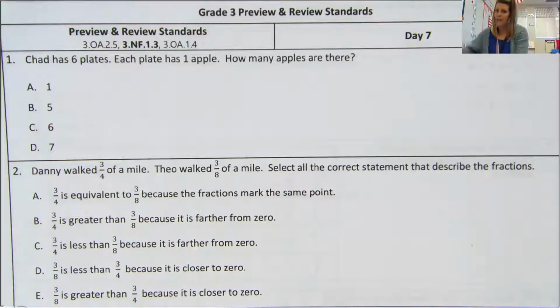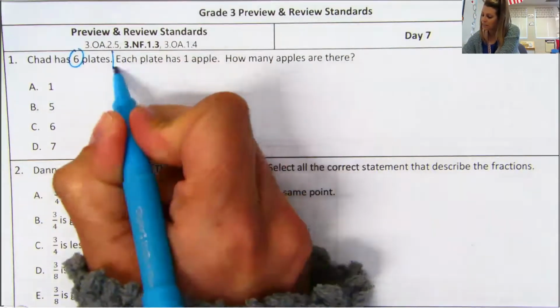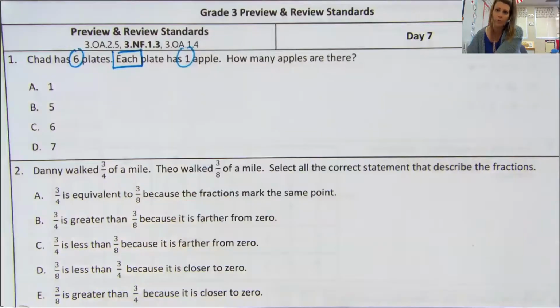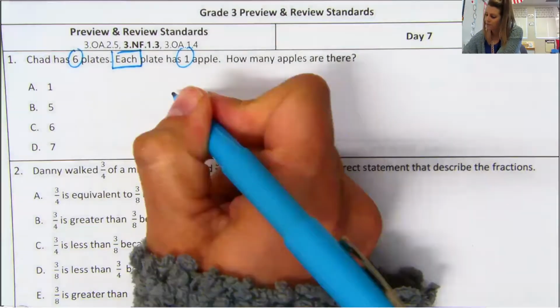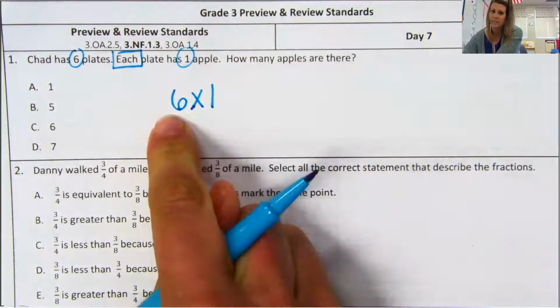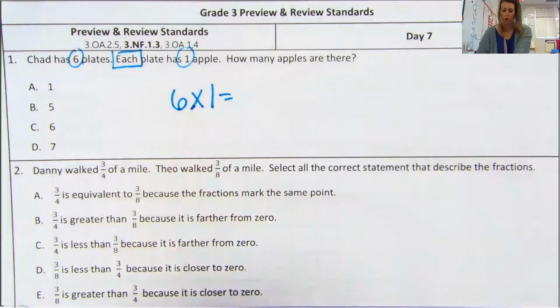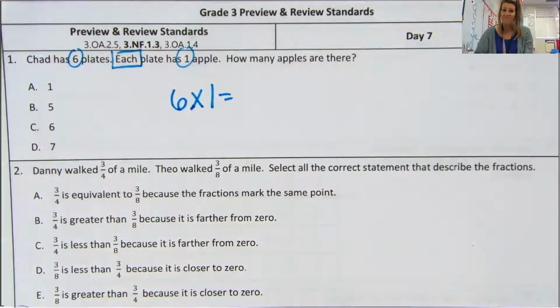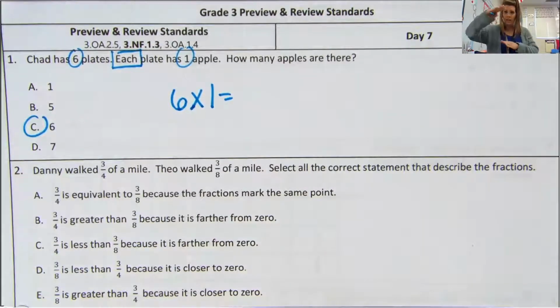All right, so if he has 6 plates and each plate has 1 apple, what are you doing? You're multiplying, right? You have 6 times 1, 6 plates. Each plate has 1 apple. What is 6 times 1? What should you have gotten? 6. Give me a hiya if you got it right. Hiya.